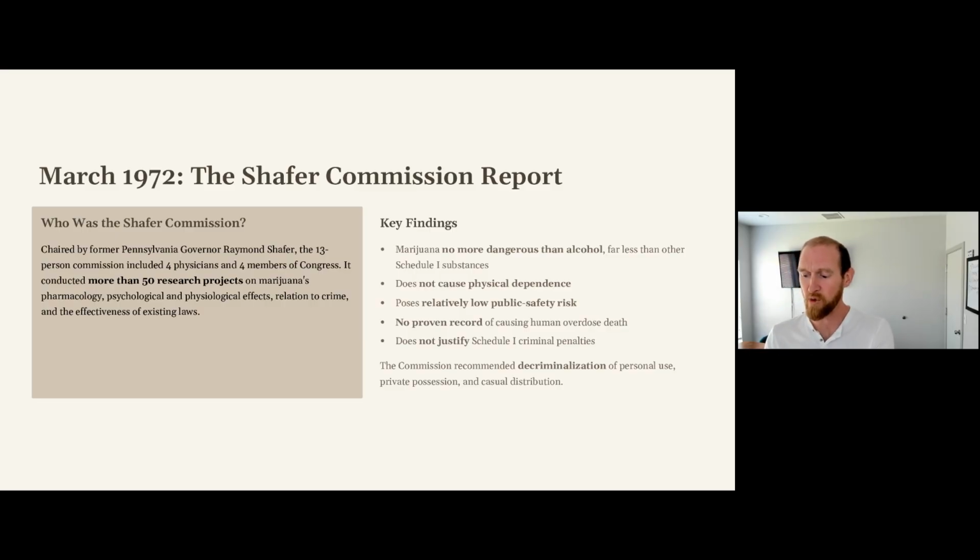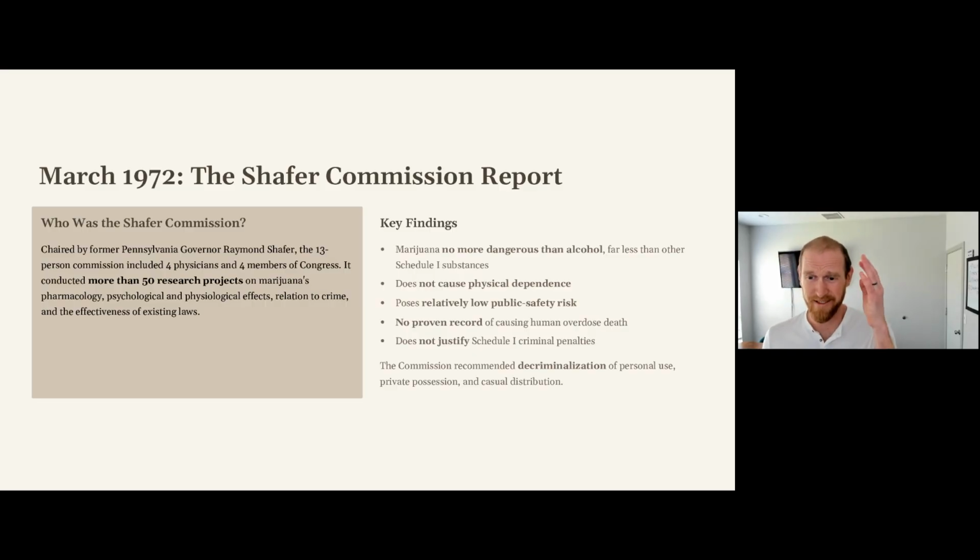The commission overwhelmingly concluded that marijuana was no more dangerous than alcohol and far less dangerous than other Schedule I substances. The Schaefer Commission concluded marijuana does not cause physical dependence, poses relatively low public safety risks, has no proven record of causing a human overdose, not even one, and does not, and this is really important, does not justify Schedule I style criminal penalties.